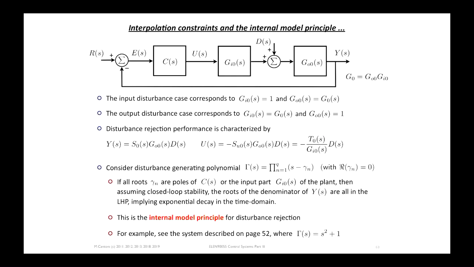And if we go back and look at this, in the case of input disturbance, so this being 1, what you can see is that this becomes 1 at the roots of the generating polynomial, provided we make those roots open loop poles by, for example, putting them in the controller. And you can see that u in steady state will then just be minus d.